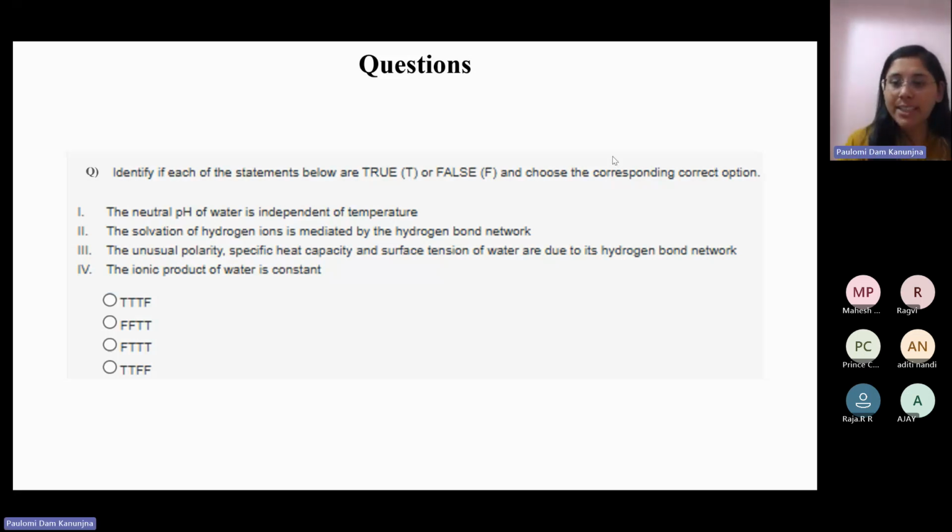All right. I think most of you have given the answer. As most of you guessed, it's FTT. The last 3 are true because I've shown you that it's proton hopping.